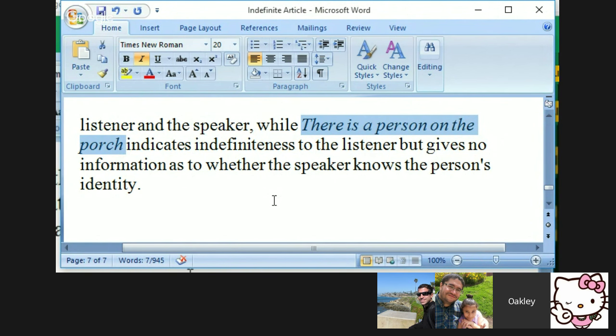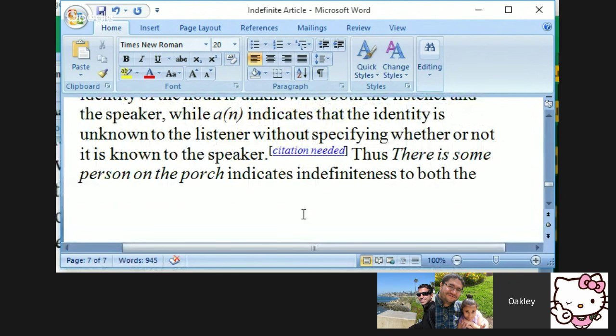You would definitely emphasize that in speaking with your intonation, to show the questioning nature, the uncertainty. So there's a subtle difference there. Any questions about using "some" in this way?